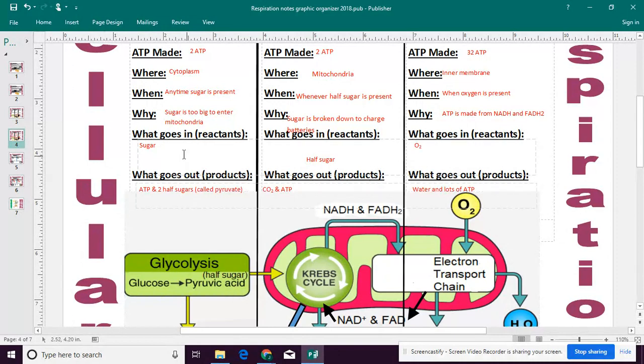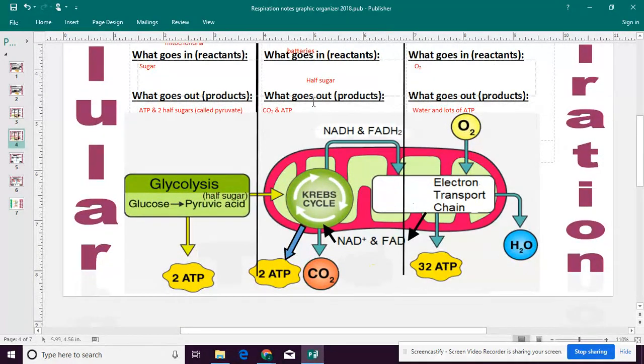So now what we're going to talk about is what goes in and what comes out. So the reactants and the products. If you look at the little diagram down below, and I purposely have this divided into thirds so you can follow what's happening, what we're starting with in the process of glycolysis, the only arrow that's entering is glucose. The point of glycolysis is to break the sugar, so we're going to start with glucose. What we're going to end with is 2 half sugars, because we're going to break that sugar in half.